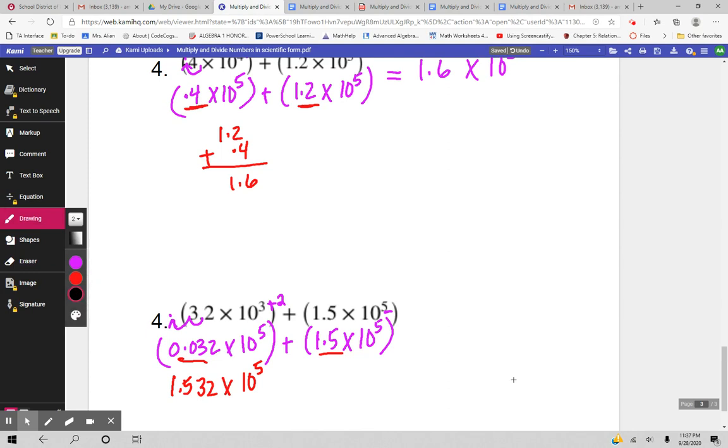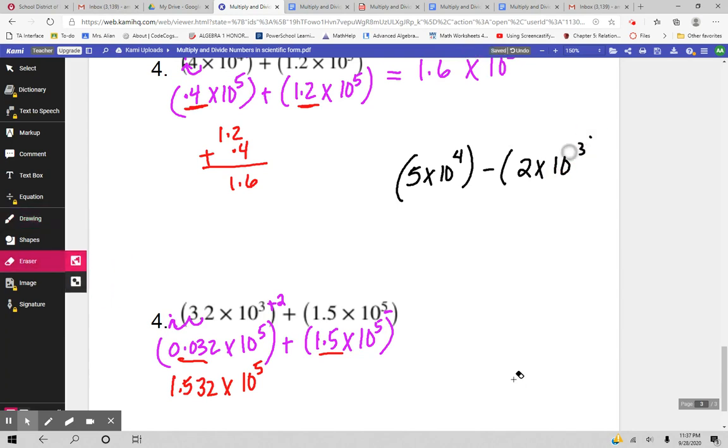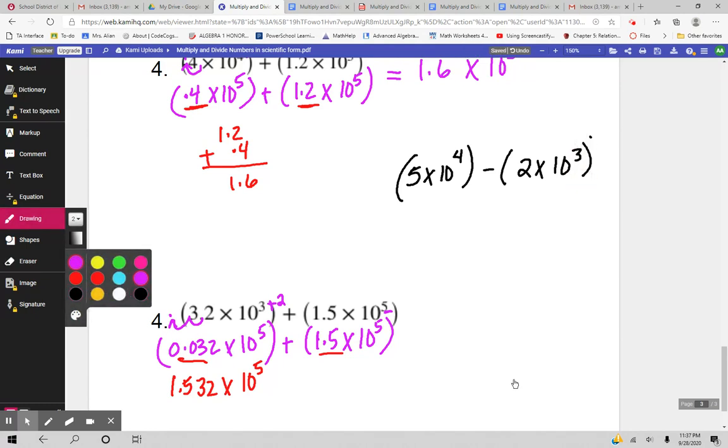Okay, 5 times 10 to the 4th power minus 2 times 10 to the 3rd power. Oops, I didn't need to put negative. 3rd power. Okay, so we need matching powers first.